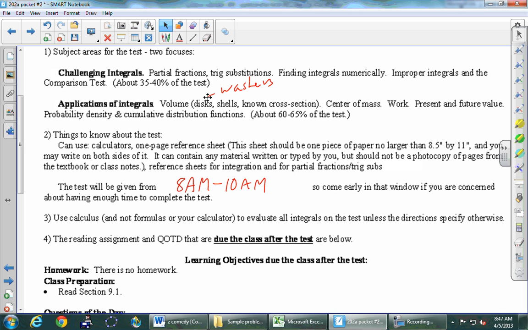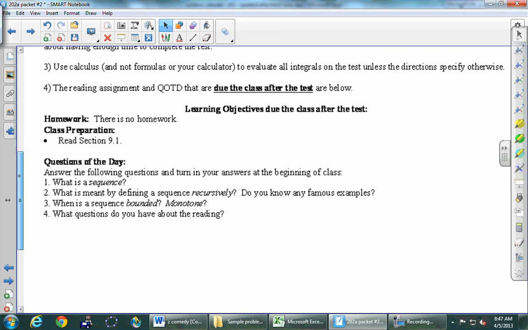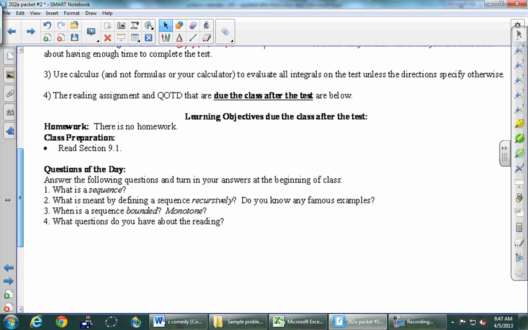And the expectation is that you're going to use calculus and not formulas or your calculator to evaluate all integrals unless the directions specify otherwise. So make sure you can do antiderivatives. And just for the record right now, we'll point out that there is a reading assignment due on Wednesday after the test, as well as questions of the day. Any general questions about the test at this point?